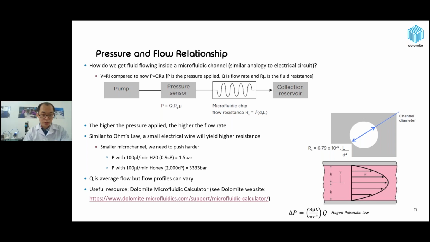Also, one of the very useful resources is the Dolomite microfluidic calculators. You can see the Dolomite website here. We have put in different microchannel geometries, and their complex calculations have been reduced to an easy web application calculator. You just input the pressure and it gives you Q, the flow rate, and vice versa. I will show you our website here.